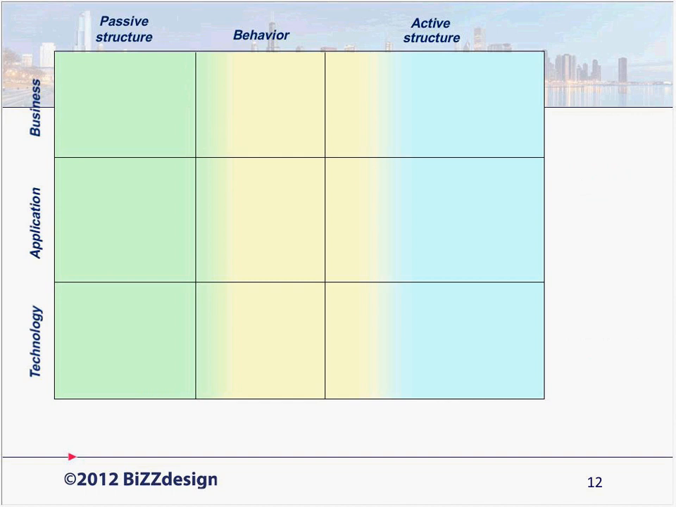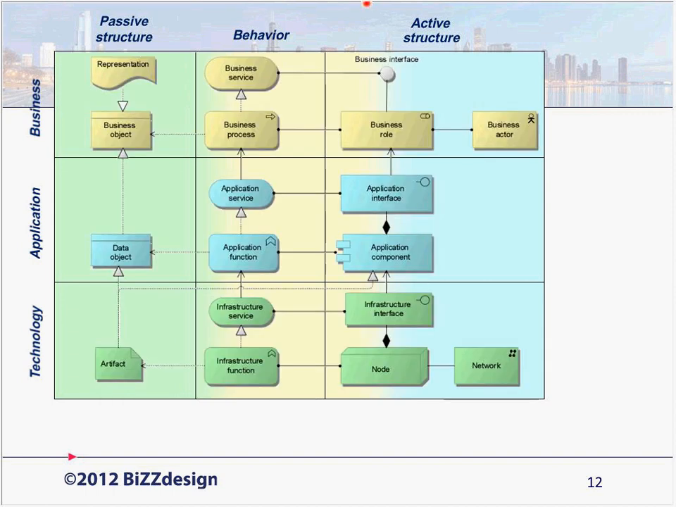This is the ArchiMate framework, which we see on the business, application, and technology layers. As the columns, we see passive structure, behavior, and active structure, where we have the core concepts of ArchiMate. They look like this: yellow elements for the business layer, blue for the application layer, and green for the technology layer.